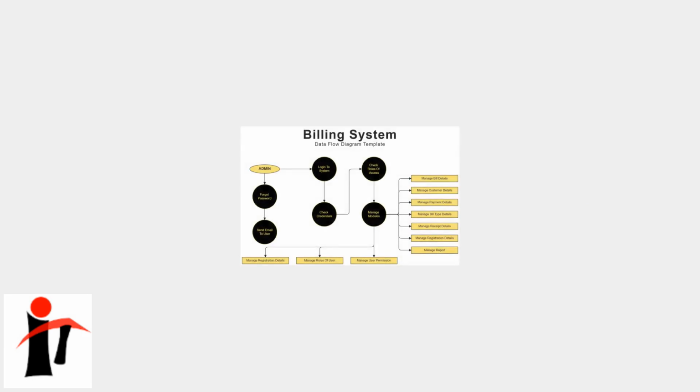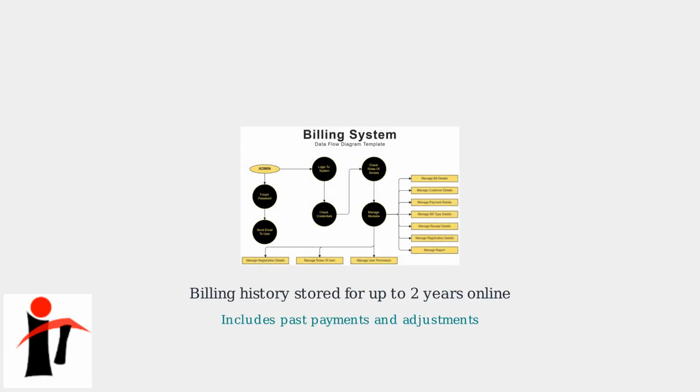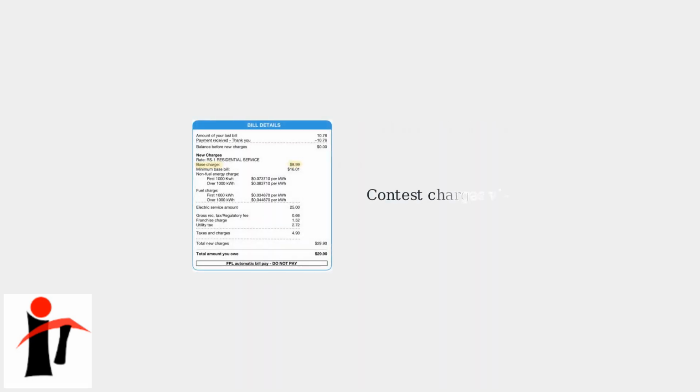Your billing history, including past payments and adjustments, is stored for up to 2 years online. Since July 2025, Optimum has shifted to a flexible billing model, allowing users to choose monthly, bi-monthly, or annual billing cycles. If you notice any discrepancies, you can contest a charge via the website's Dispute Bill feature.